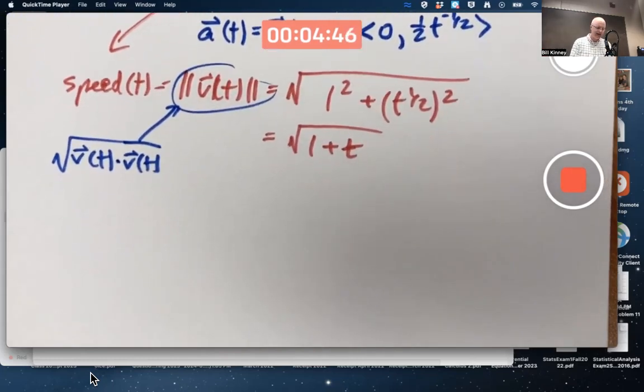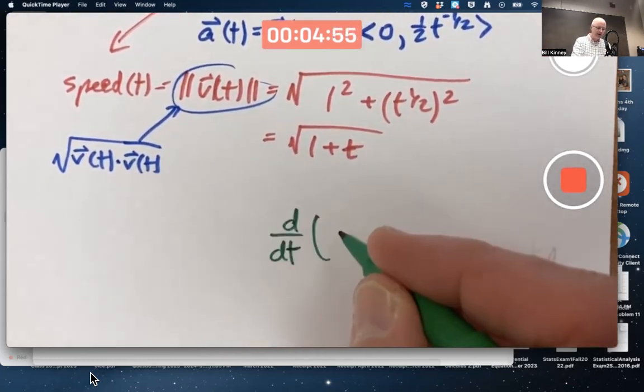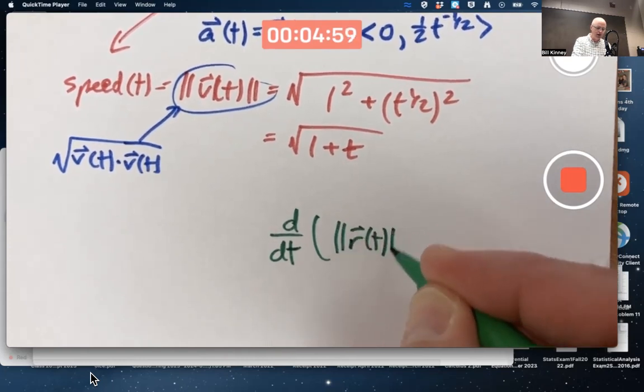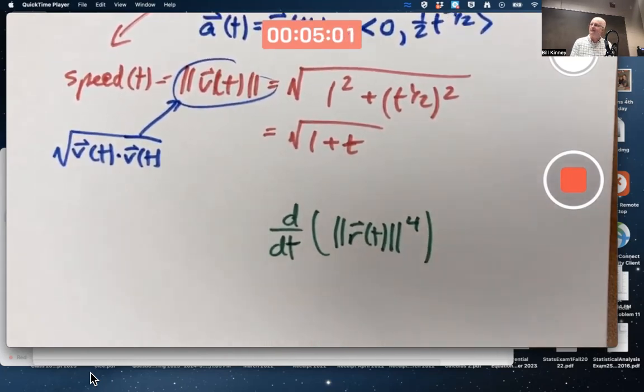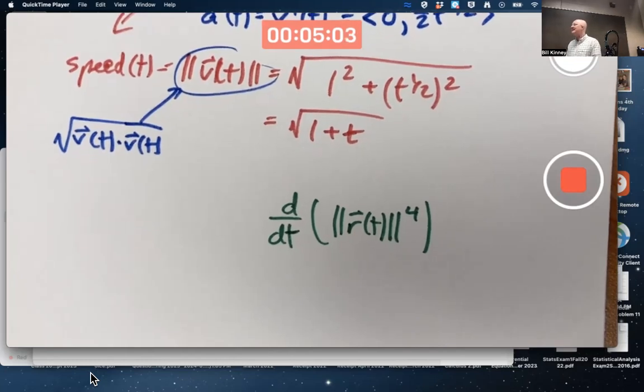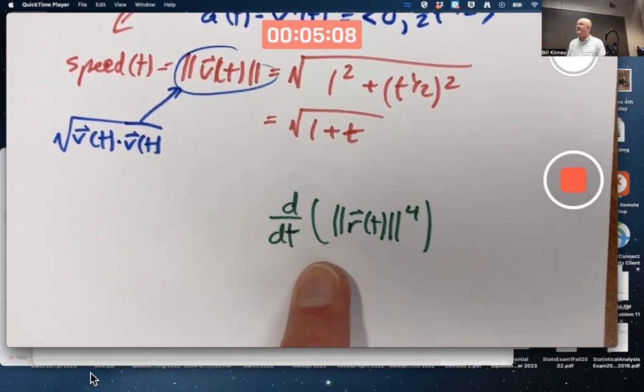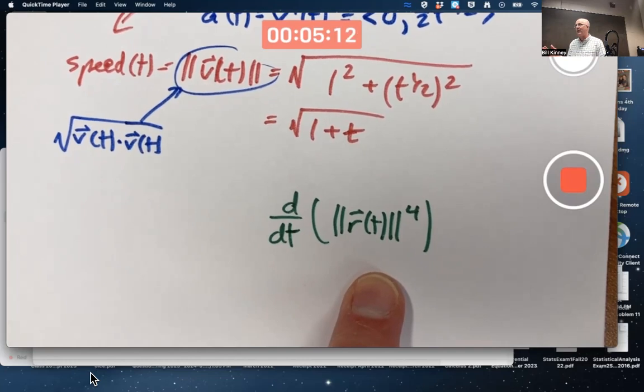Sometimes I give kind of strange looking questions. Find the derivative with respect to t of, say, the magnitude of r of t, oh, I don't know, to the fourth power or something like that. The answer is not 4 times the magnitude of r of t to the third power, right? That's probably what people would guess, but it's not right. It has some relationship to the right answer, but it's not the full right answer.